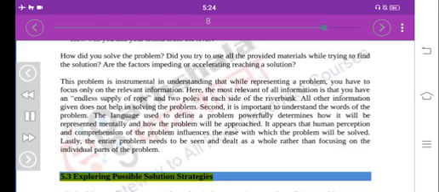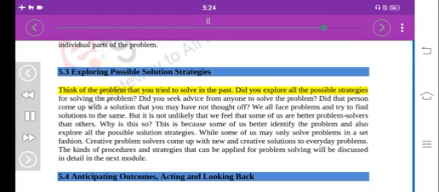5.3 Exploring possible solution strategies. Think of a problem that you tried to solve in the past. Did you explore all the possible strategies for solving the problem? Did you seek advice from anyone to solve the problem? Did that person come up with a solution that you may not have thought of?